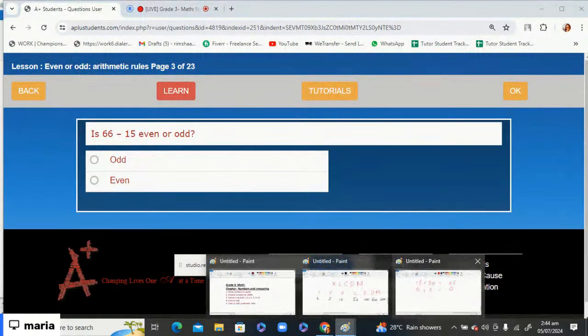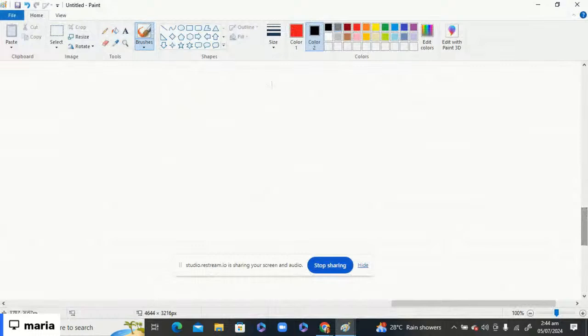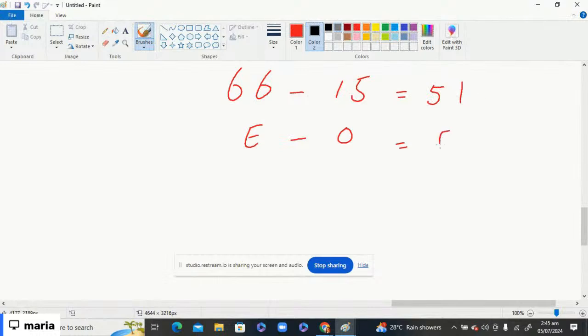Now 66 minus 15. What is 66? It is even. What is 15? It is odd. After subtraction, let's subtract 66 minus 15. So what's the answer? It's 51. So 51 is odd. Okay, so we go with the odd.